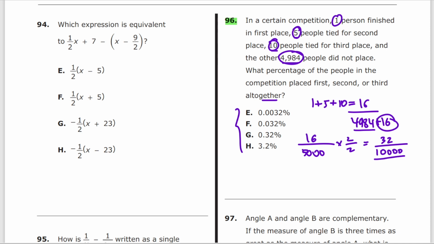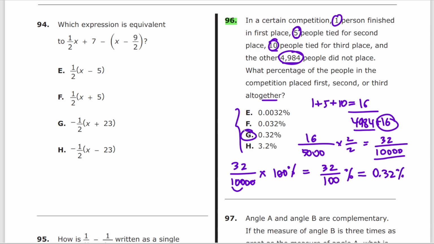Now, to turn this into percentage, 32 over 10,000 needs to be multiplied by 100%. So cross out these two zeros, cross out these two zeros. So you got 32 over remaining 100%. Percent still stays, which is equal to 0.32 with a percentage sign, which is G.